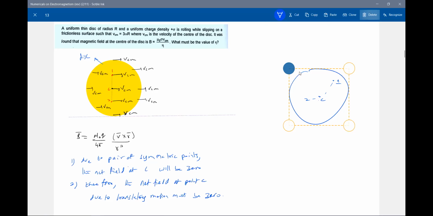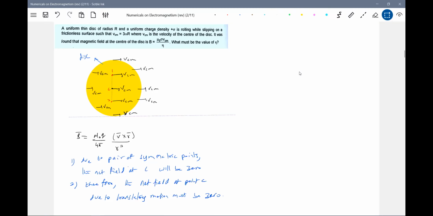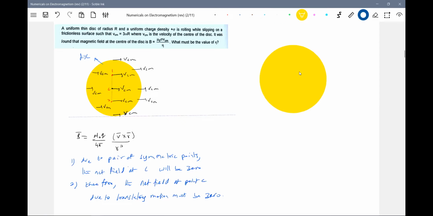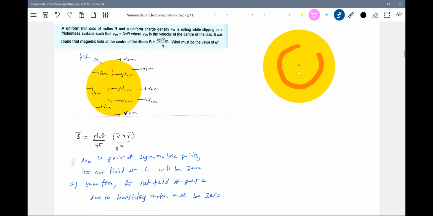Let's get into the next part of the problem: how to calculate the magnetic field due to the rotating disk. Again, we'll assume the disk. If you can recollect, a charged rotating body will also produce a magnetic field at the center. So here I'll assume a ring of radius r, thickness dr. This will have a charge dq. What should dq be equal to? dq should be equal to sigma into 2 pi r dr.